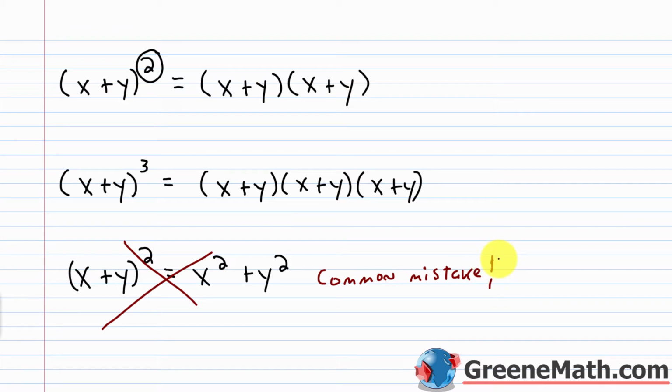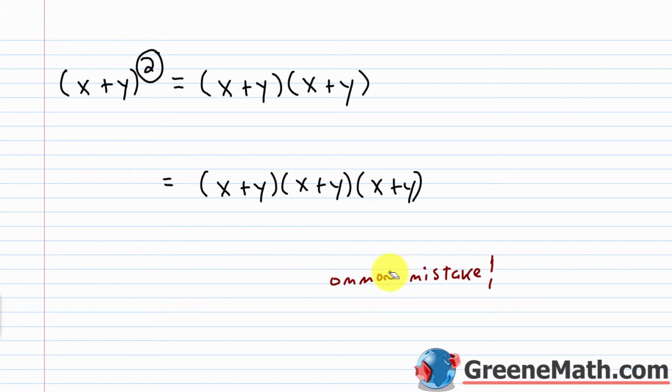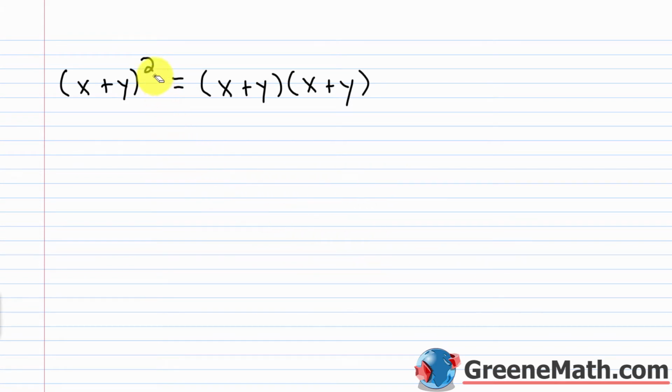So now that we understand the basic logic behind squaring a binomial, let's talk about how we can get a generic formula going and speed our work up. If we know that x plus y, that quantity squared, is equal to x plus y times x plus y, let's go through and use FOIL. Remember, we can use that to get the product of two binomials.